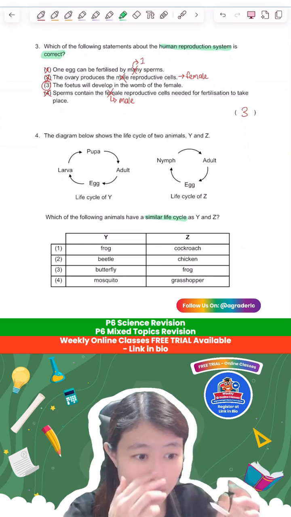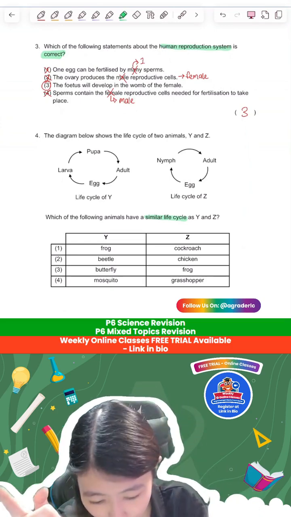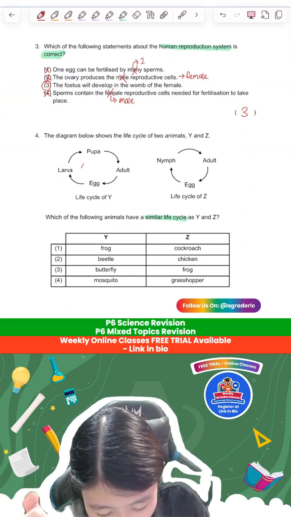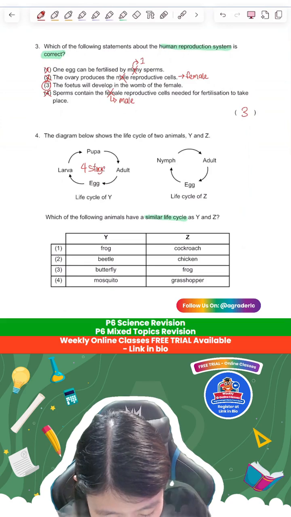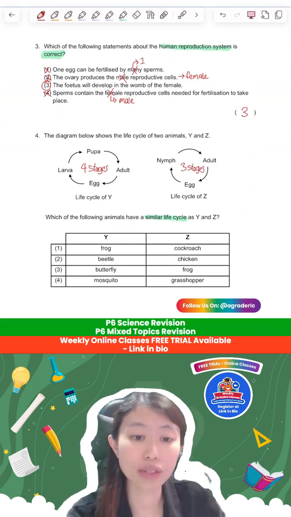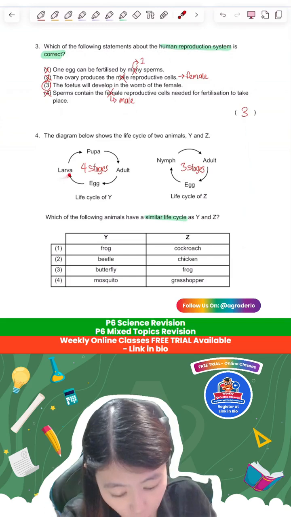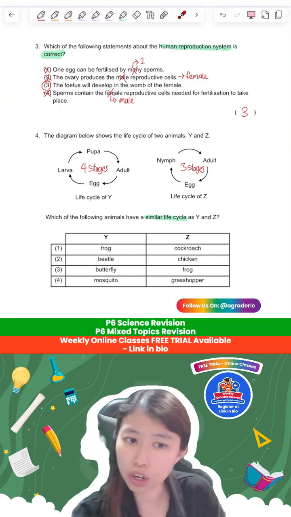So Y has how many stages? Yes, I saw 4. Very good. I saw someone write 4 and 3, right? So Y has 4 stages, Z has 3 stages. Y usually is insects, right? Because insects have larva and pupa stages. But does anyone know about Z?